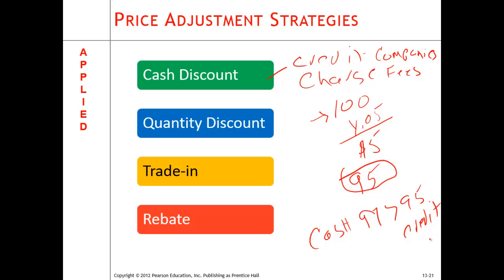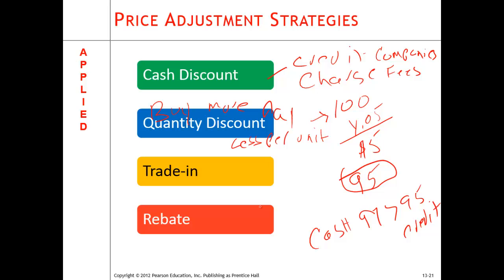Another common pricing adjustment strategy is a quantity discount, in which consumers buy more and pay less per unit. Not less in total, but less per unit. Another adjustment strategy is a trade-in. Very common in the automobile markets. A trade-in is when a consumer receives cash for trading in an old item for a new purchase.